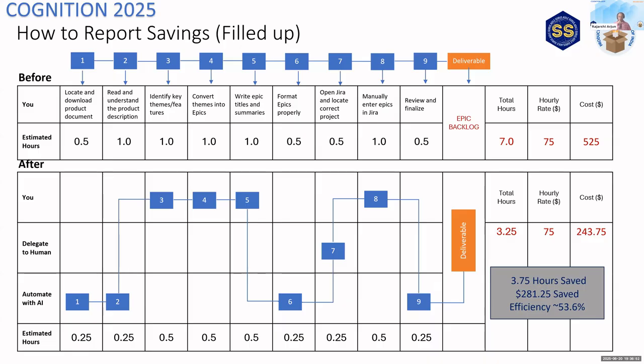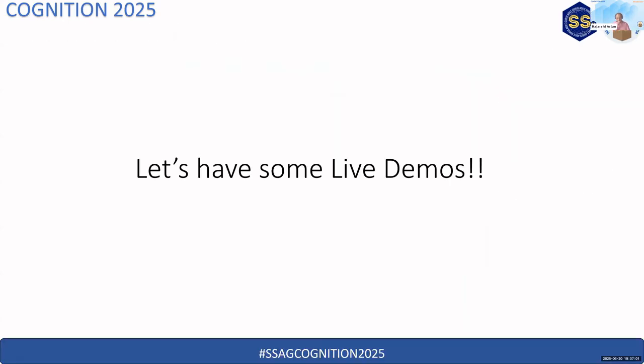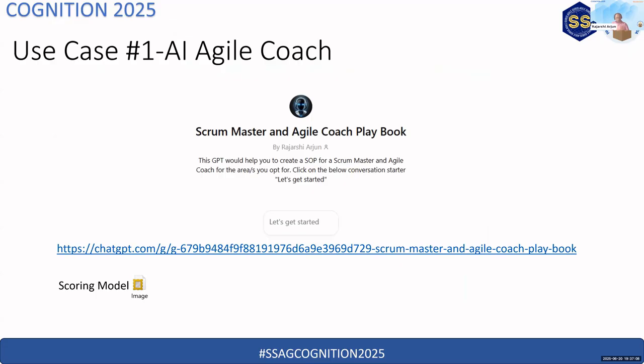So now what I would do is, I would start off with the demos. And the first demo that I'm going to show you is actually a custom GPT that we have built here, which is actually going to work as an agile coach, right? And these custom GPTs are now made public. So if you have access to this link, you would also be able to play around with it.